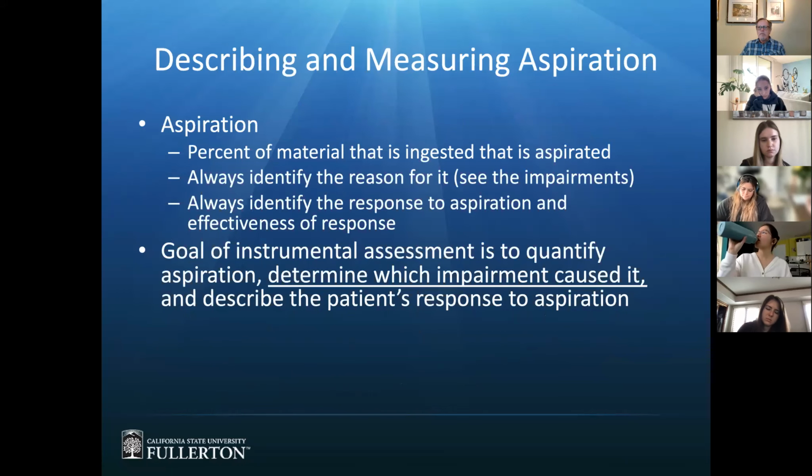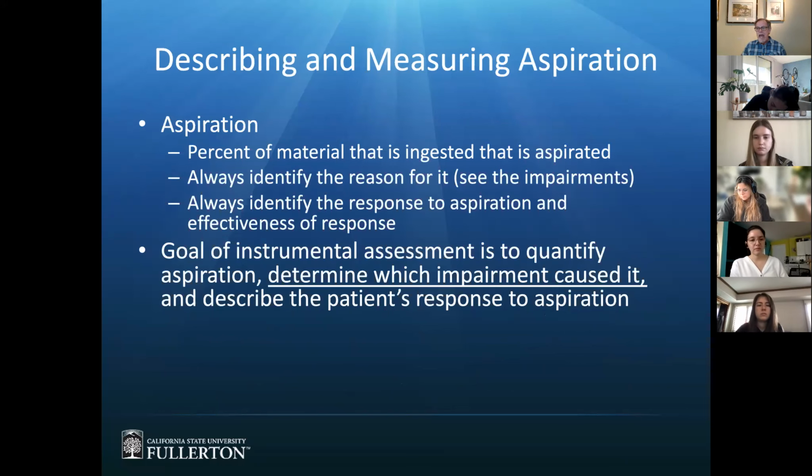Okay, now how do we describe and measure aspiration? With aspiration, we express the amount in terms of a percentage. The way we do the percentage is kind of rough, but it's good enough. And you can only do it with a modified barium swallow, by the way. You cannot do it with a clinical bedside evaluation at all, because you can't even determine with a bedside evaluation if they are aspirating or not. You can have clues, but not an objective, definitive determination. With an MBS, you can.